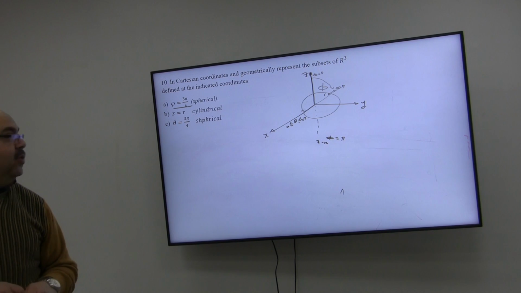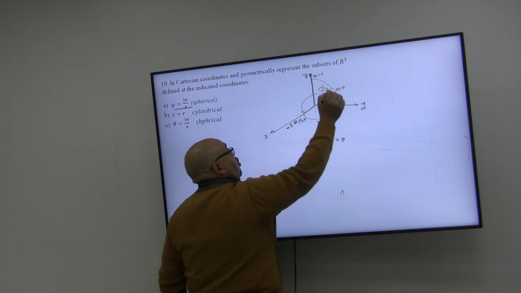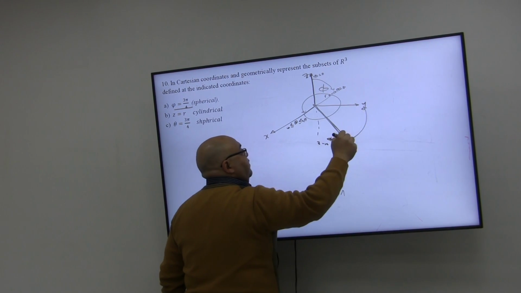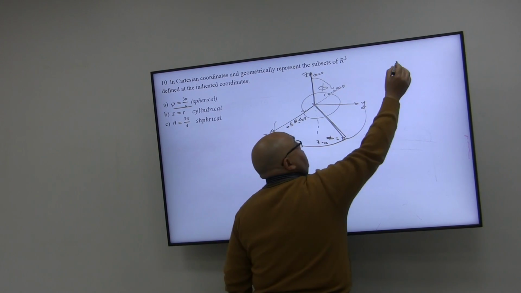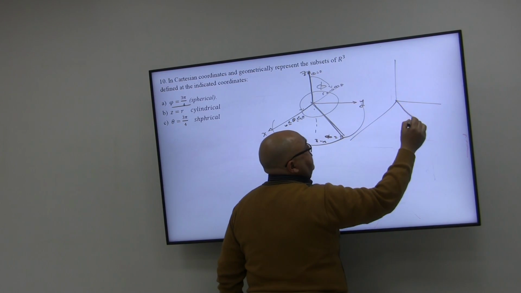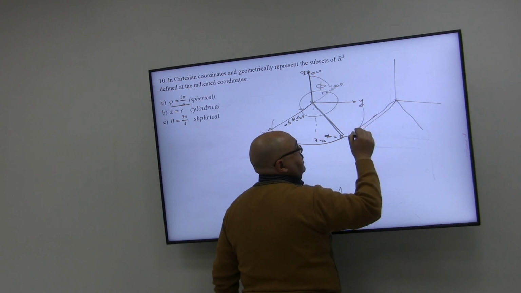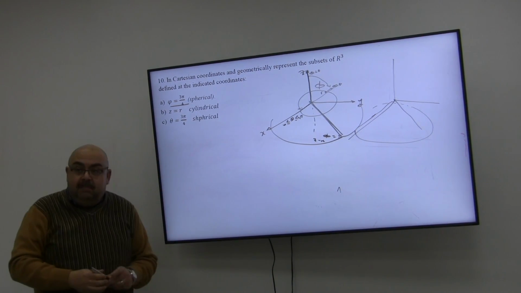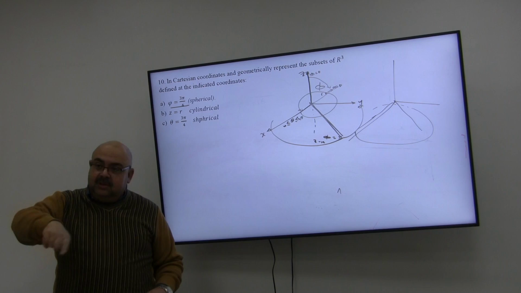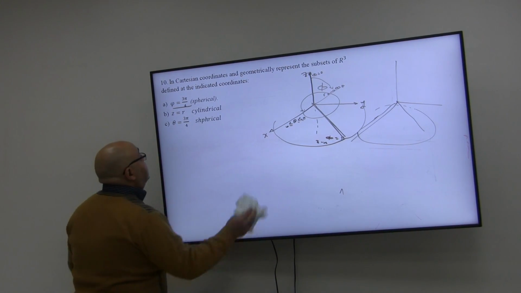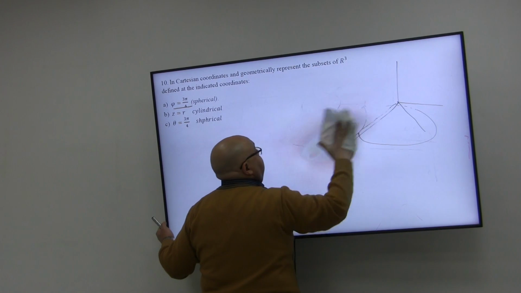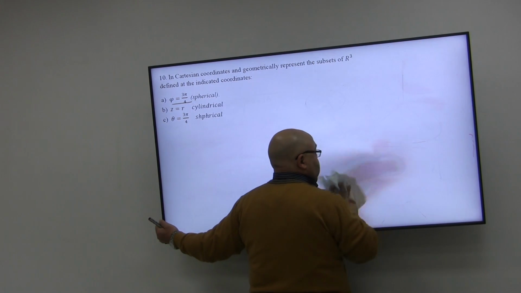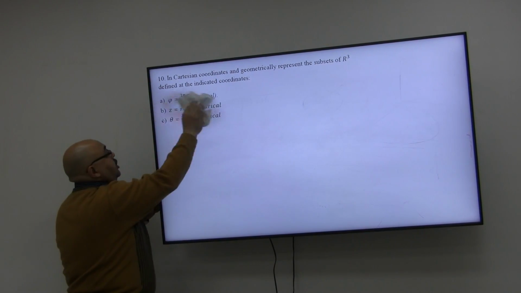Are you with me? Once more. Z will be opened till you have this arm, and this arm will move in 3 dimensions. So actually, you will have something like this. That's the cone that I'm telling you about. It's a part of a cone around the z-axis. So once more, when phi is constant, r and theta are free to move. In this case, you will have a conical shape.